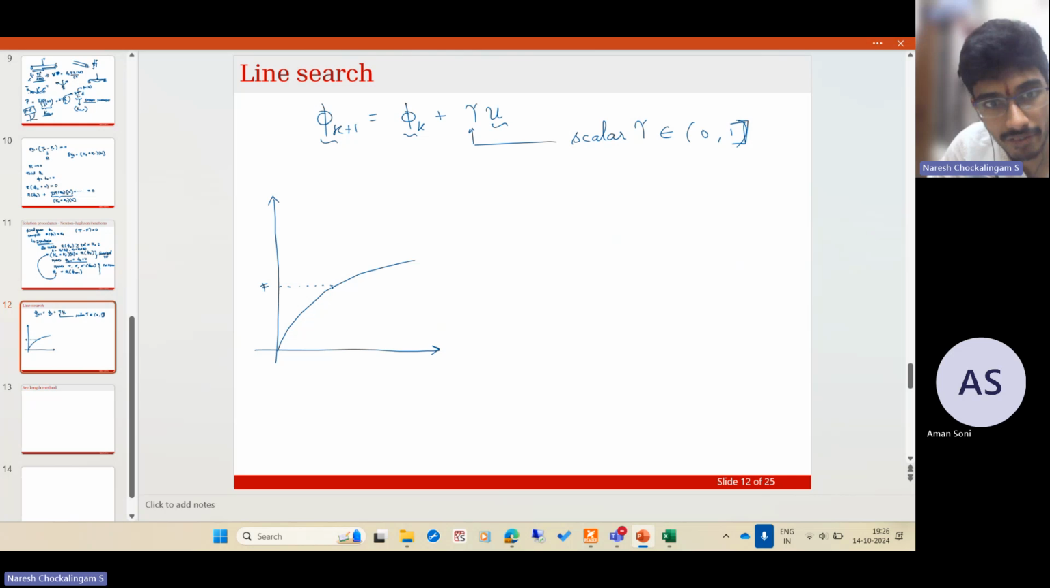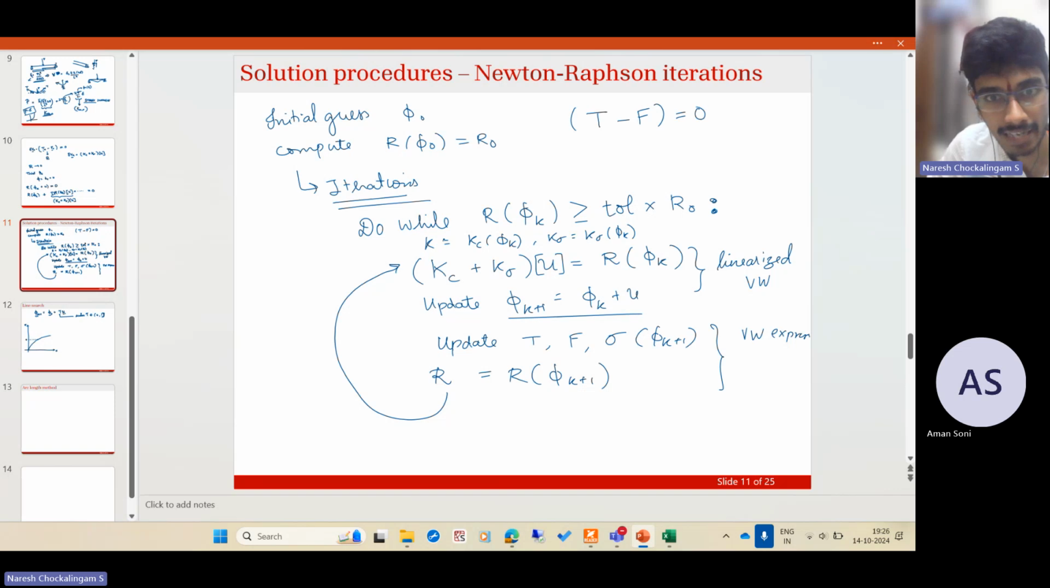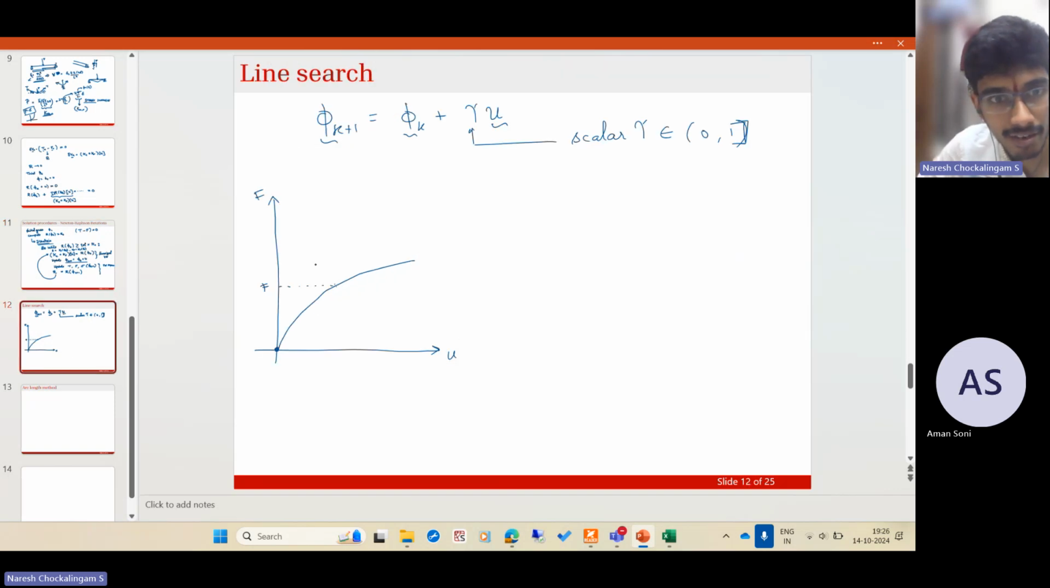Suppose the force is specified. See, this is U and this is F. So we start with some known, so F equal to 0 is a known configuration. In the first step, we're calculating the tangent, right? It will have a material component and a stress defining component. So say this is the tangent.